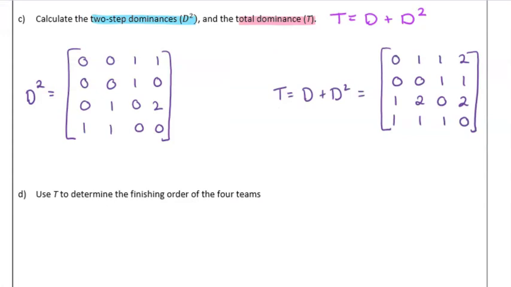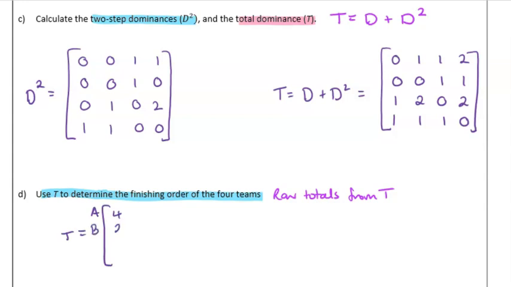And just a reminder that our total dominance is found by adding that one step and the two step dominance matrices together. And so if we're asked then to use P to determine the overall finishing order, that's when we now want to consider our row totals. So we're looking at our row totals from the total dominance matrix, from matrix T. And so we can see here in T, in row A, we've got 4 in total, row B, 2, row C, we have 5, and row D, 3.